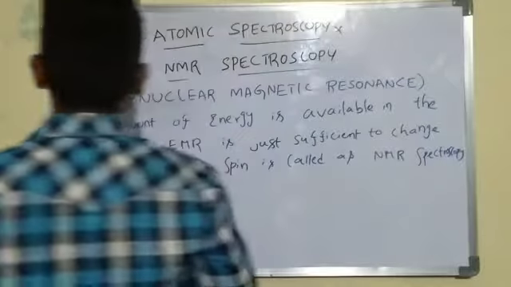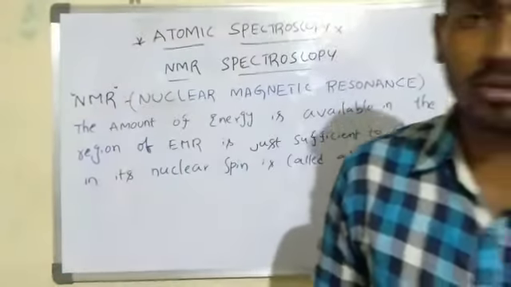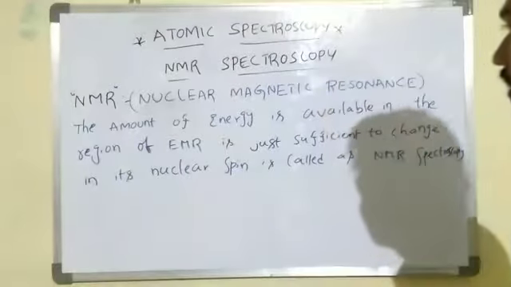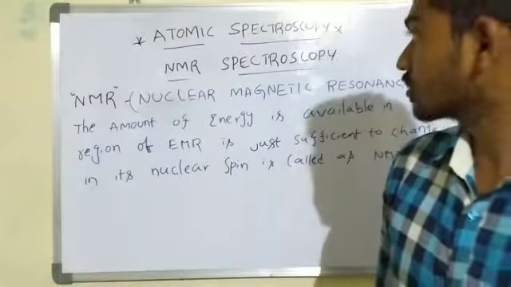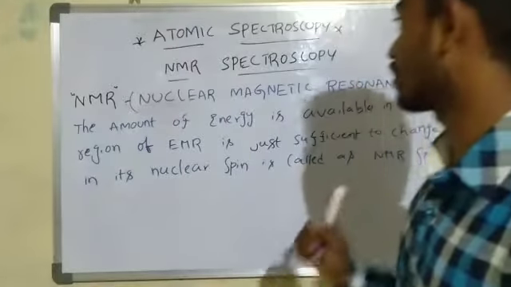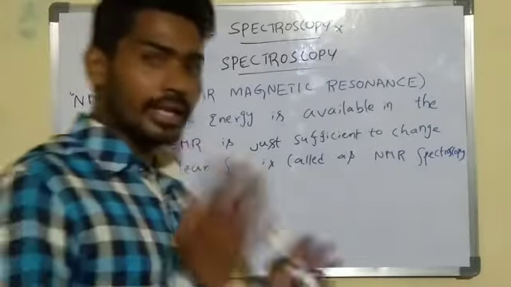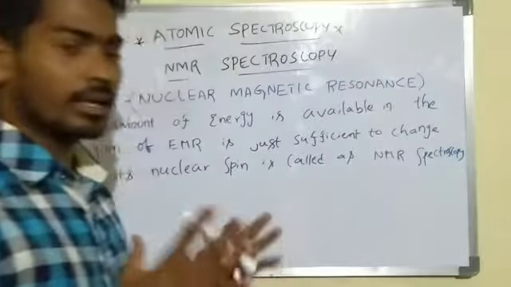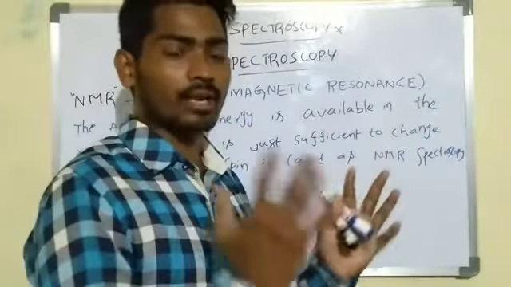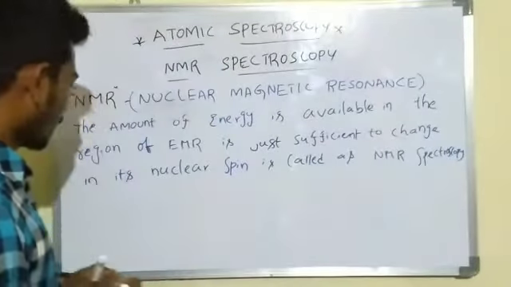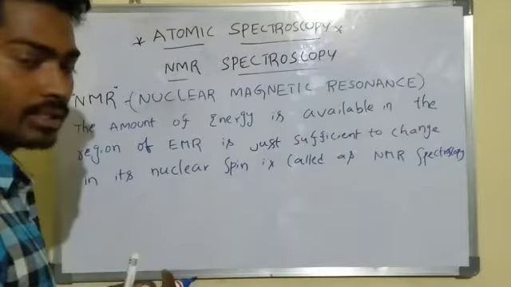And this NMR spectroscopy is used to determine the structure of molecules or atoms, and to determine the functional groups present in the samples. That's why we are using this NMR spectroscopy in the industrial areas. For example, any sample contains a number of molecules, and inside the molecules a group of atoms is present.